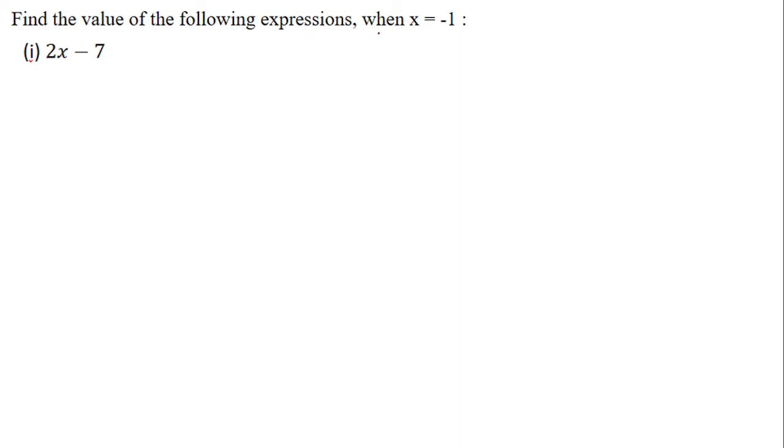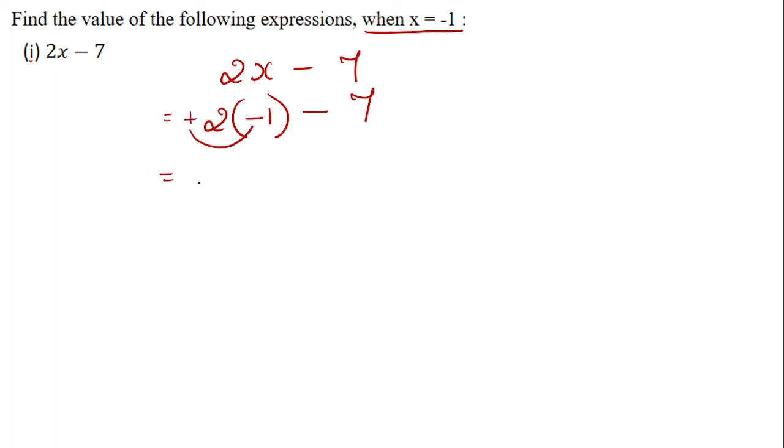Find the value of the following expressions when x is equal to minus 1. So 2x minus 7, that's equal to 2 into value of x is minus 1 minus 7. So that's equal to, if no sign, then it is plus. Plus into minus is minus. 2 into 1 is 2. Minus 7. So minus 2, minus 7. Both same signs. Put the same sign and add. So you get minus 9.